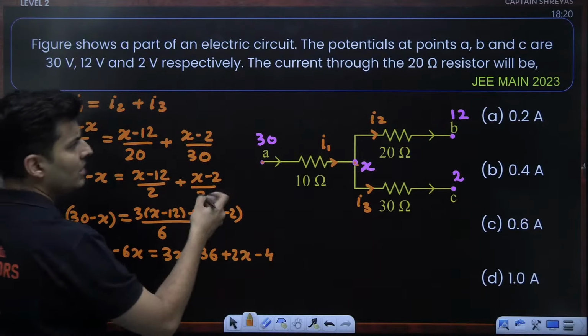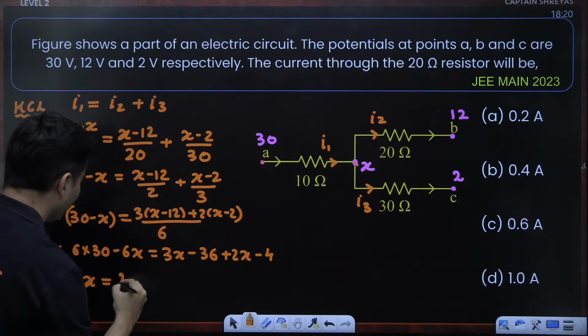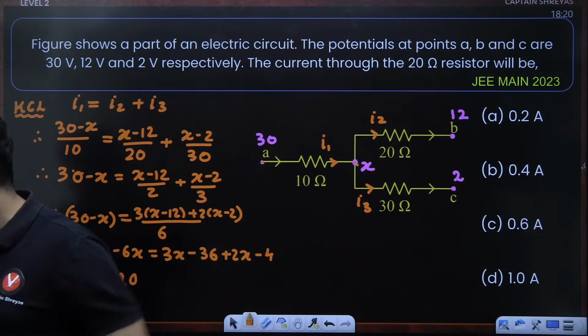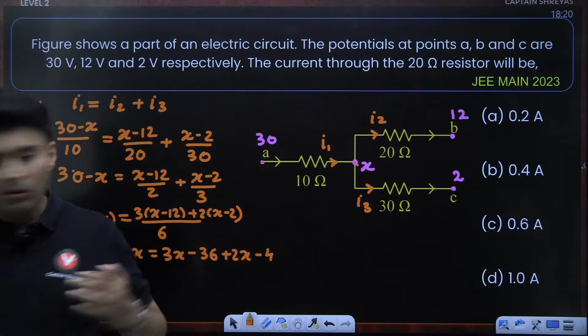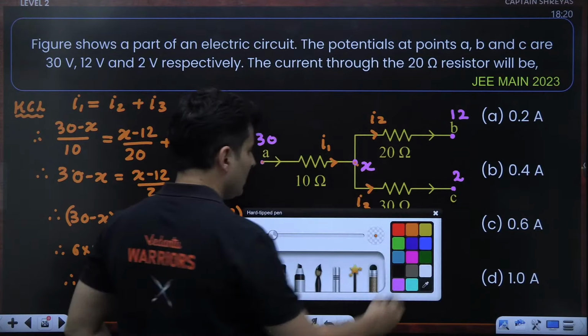Very good. It has to be more than 12 but less than 30. So the only values which will fit in will be more than 12 and less than 30. Once I get that, you have to find the current through the 20 ohm resistance.